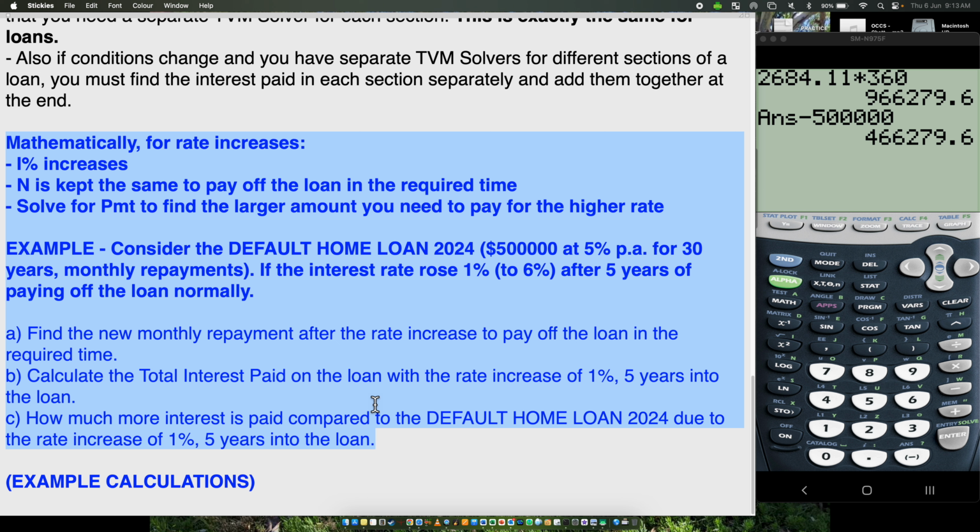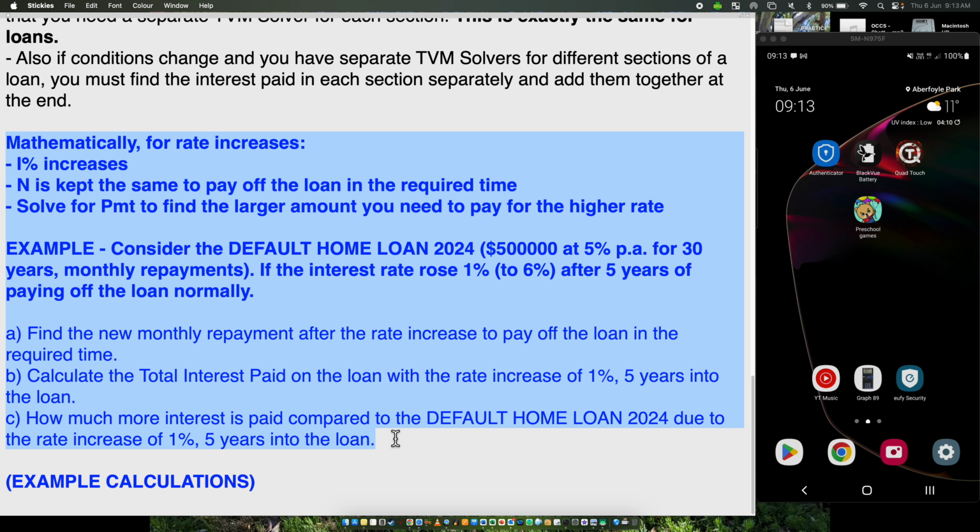So what's the example? Consider the default loan that we just set up, and we're going to pretend that the interest rate rose 1% after 5 years of paying off the loan normally. So the things that we need to work out: find the new monthly repayment after the rate increase. Find the total interest paid on the loan with a rate increase of 1%. And how much more interest do I pay because the interest rate went up by 1%. It's a realistic scenario.